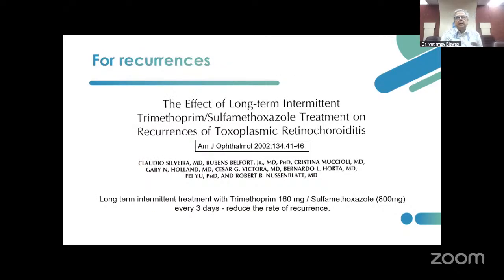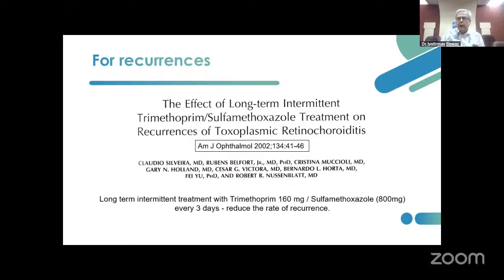And there are a lot of things. One important thing is, can you give preventive, prophylactic treatment? Claudia Silveira from Brazil devised a treatment regimen giving Bactrim DS, trimethoprim with sulfamethoxazole 800 milligram, twice a week. Giving that reduces the rate of recurrence.